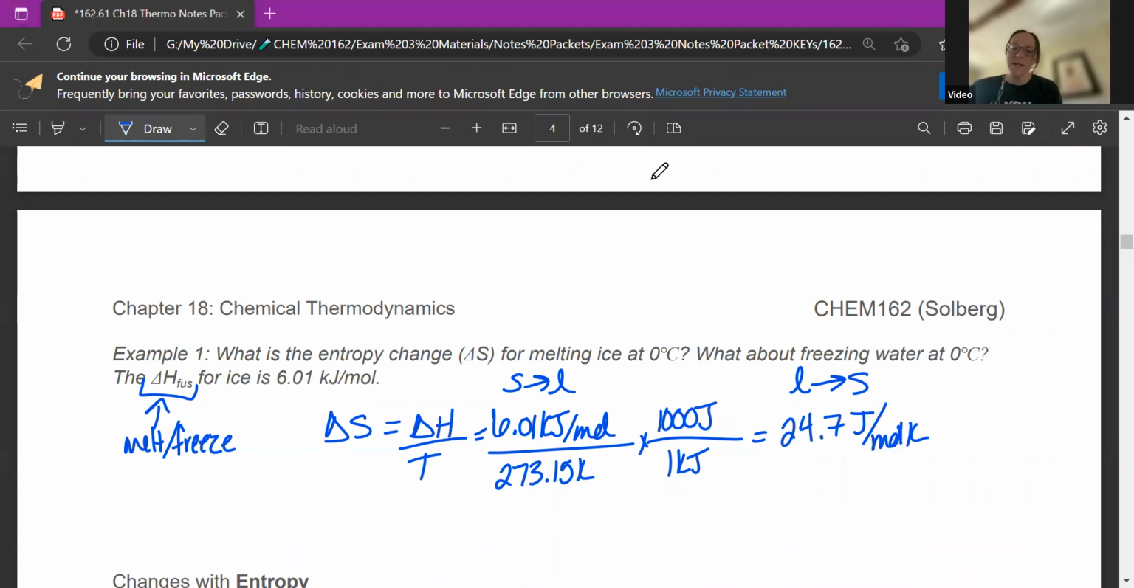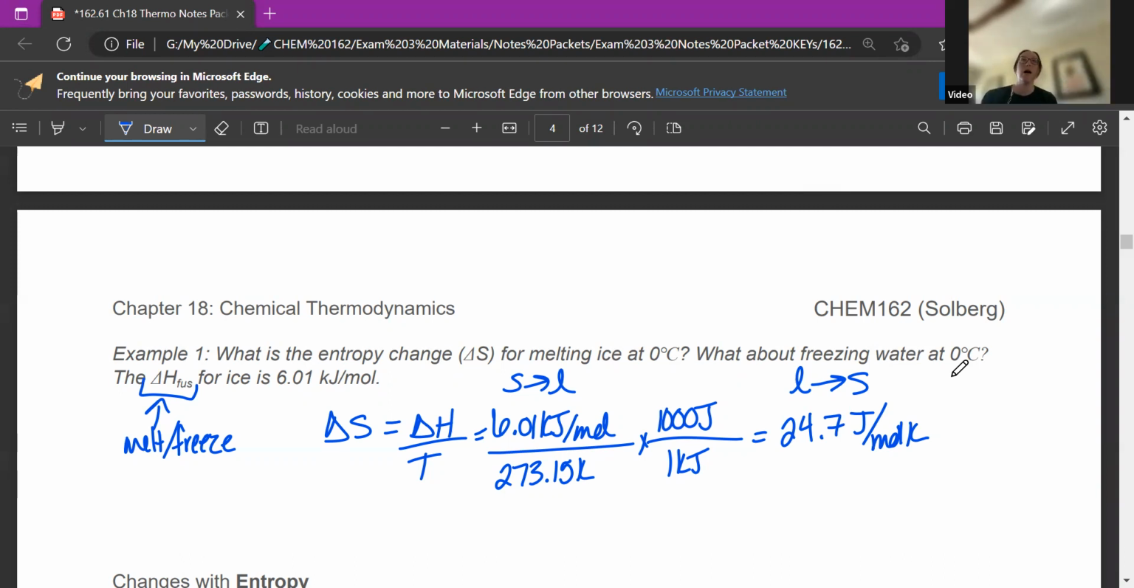Now it says, what is the entropy change for melting versus freezing? Essentially, these are reversible processes. One should be positive and one should be negative. So we are going to talk about what a positive delta S means versus a negative delta S. An increase in entropy would be things that are becoming more disordered.